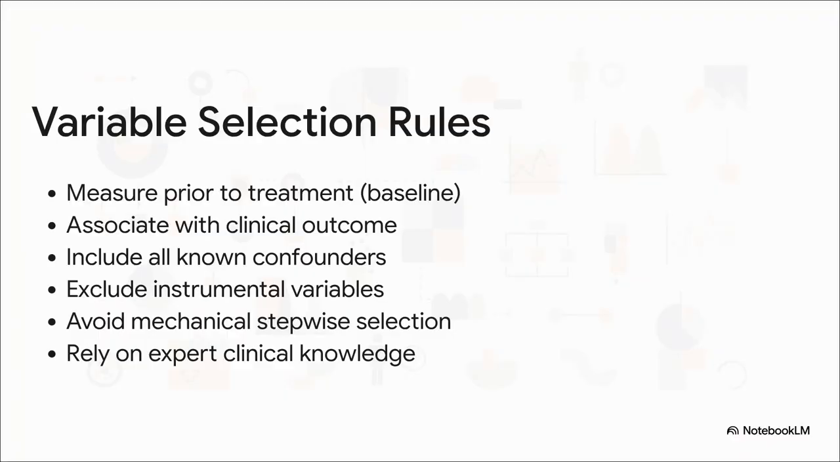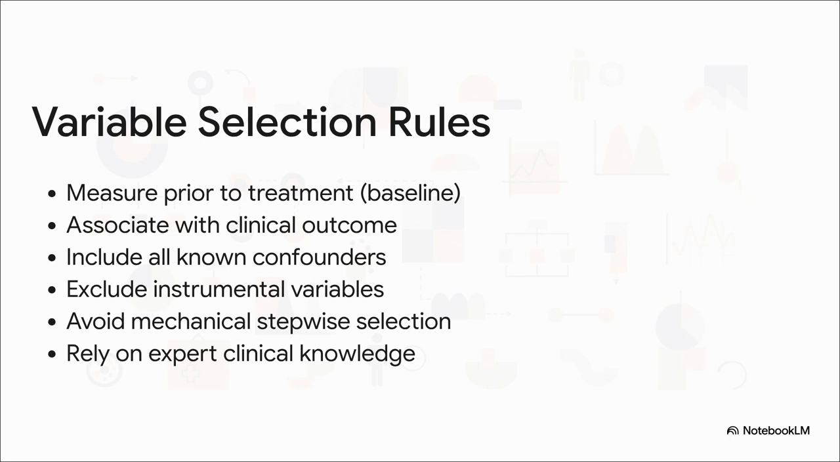In most cases, we use a logistic regression model where the treatment status is the dependent variable. But you cannot just throw every variable you have into the model. You must adhere to strict variable selection rules. Rule 1. Variables must be measured prior to the treatment, baseline only. Rule 2. They must be associated with the clinical outcome. Rule 3. You must include all known clinically relevant confounders.